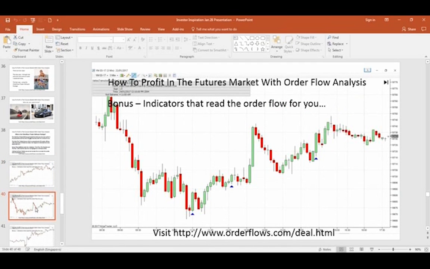Another one is the transition. So you can see when a market is transitioning from a supply-driven market to a demand-driven market. As you're coming down here, you get a buy signal here, you get another buy signal here, another buy signal there.